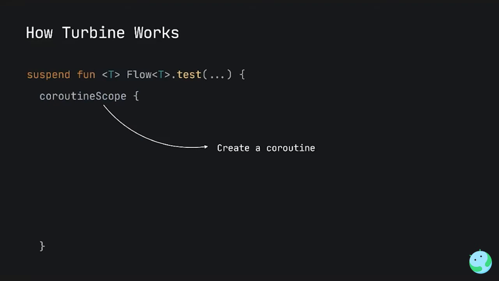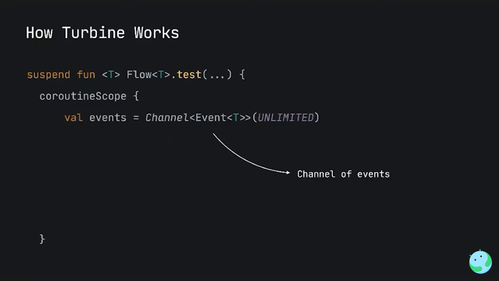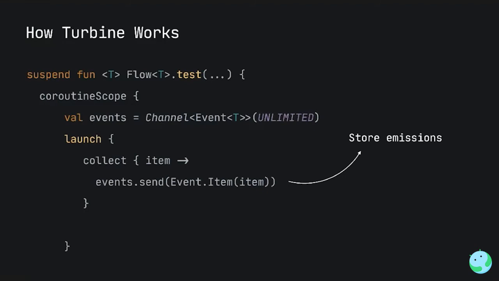Internally, it basically has a coroutine scope. And in there, it creates a coroutine. It creates a channel that is going to store these events. It creates another coroutine, a child coroutine, in which it begins to collect from the flow. It begins to read from the flow.